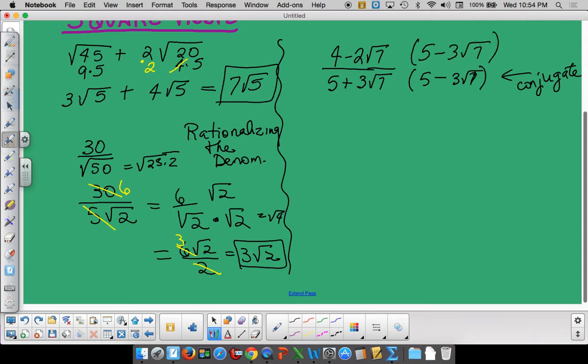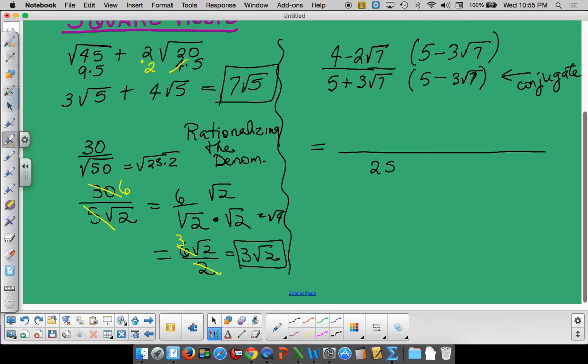Now, yes, you guessed it, it's FOILing heaven. I personally always do the bottom first. You don't have to, but I do. Because I always know when the two on the bottom are conjugates, I only have to multiply the first and last of my FOIL, because the outers and inners are going to cancel. So you do not need to do the outers and inners. Just do first. 5 times 5 is 25.